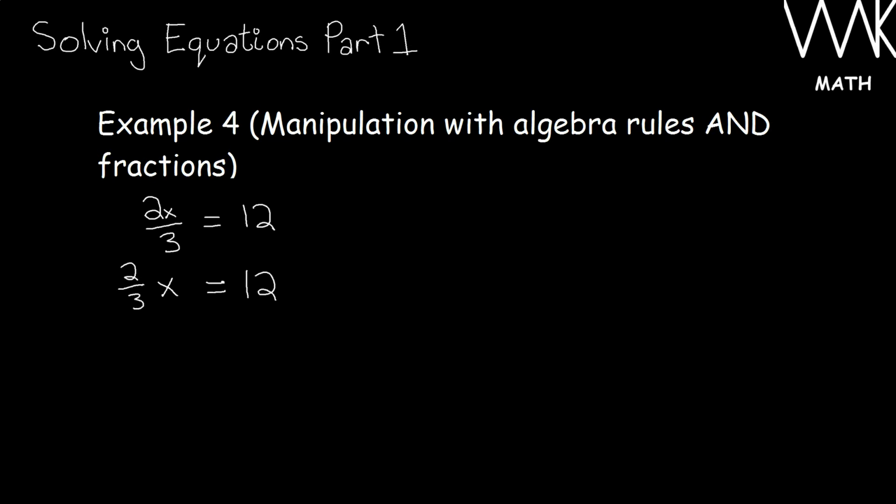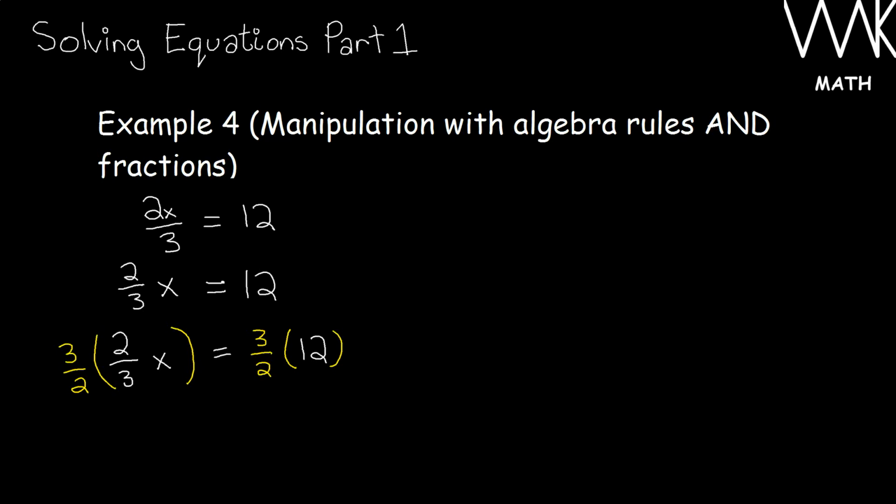Anyways, as a result of this algebraic manipulation, we get the equation 2/3 x equals 12, where 2/3 is multiplied by x. What do we do to isolate x? We multiply the reciprocal fraction 3/2 to the left side, and if we do that, we also have to multiply the right side by 3/2 to balance the equation.